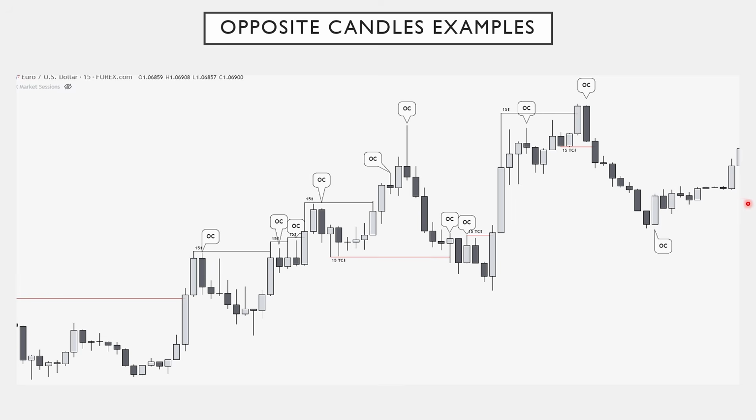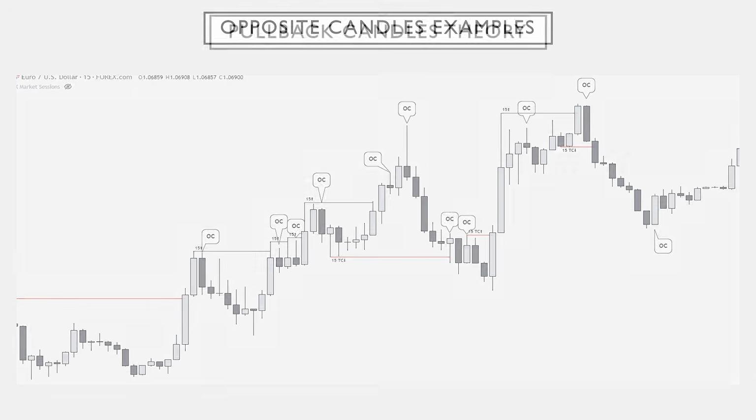Okay, so hopefully with those two little examples, it makes sense. If not, leave a comment. We're going to tackle it. Now, on to the next part. The pullback candles theory. Now I want you to really pay attention because this one is going to be a little bit more complicated than the opposite candles.